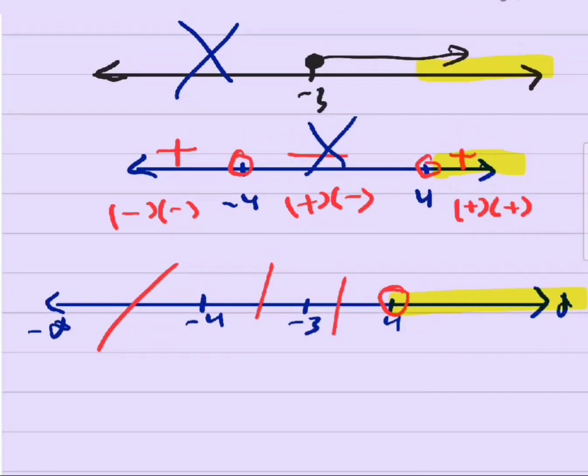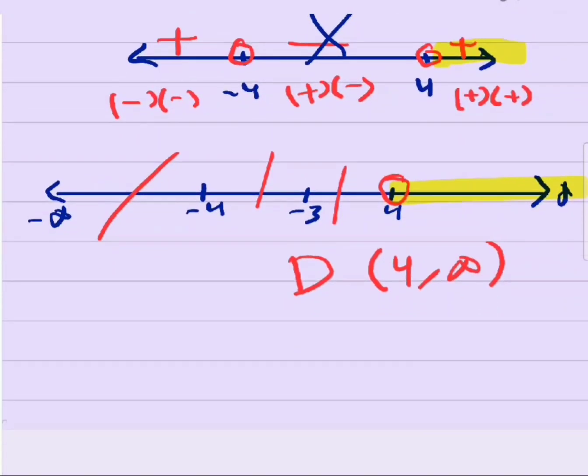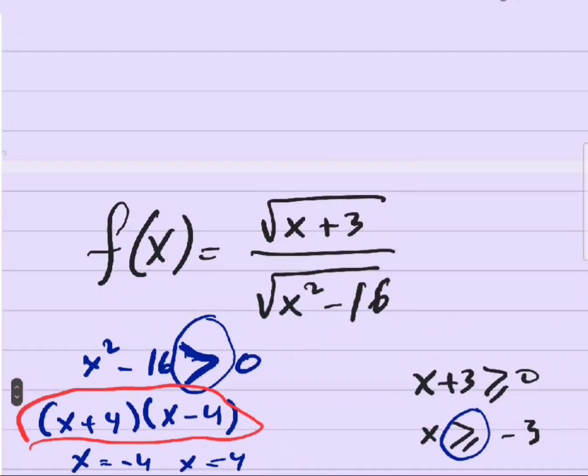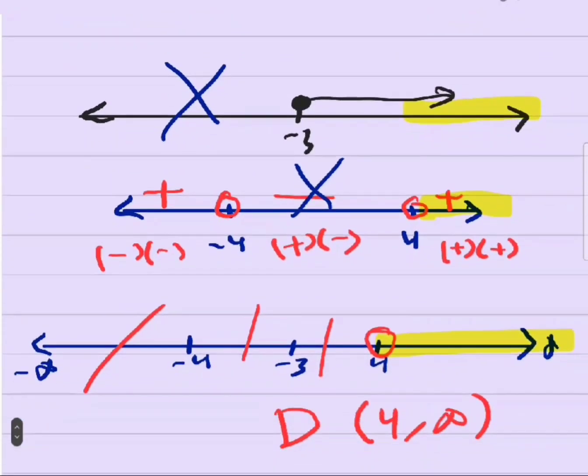Because somewhere between -3 and infinity, there's a 4. Now it has to be an open circle, not a closed circle. So 4 to infinity overlaps for this function on top, the square root on top, and also the square root on the bottom. So that's going to be the answer. The domain is going to be 4 to infinity.